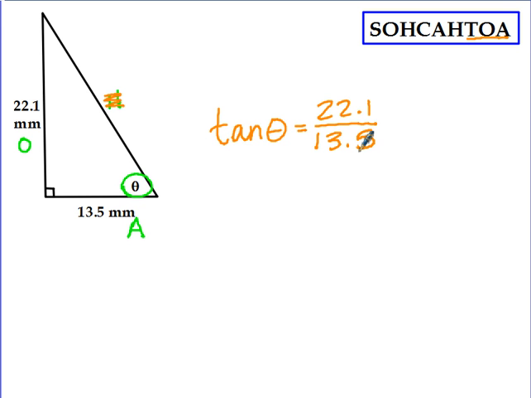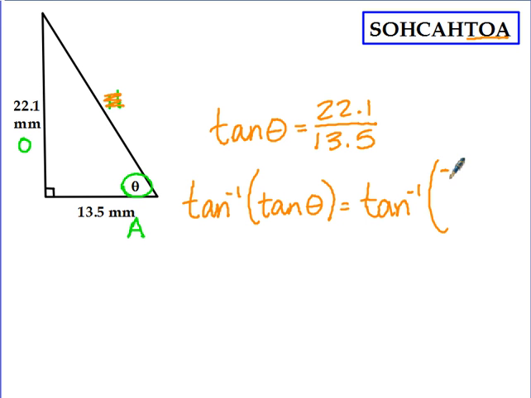I'll take the inverse of both sides, because that's the only way to get rid of the tangent. Plug that right into your calculator, and you're going to get 59 degrees.